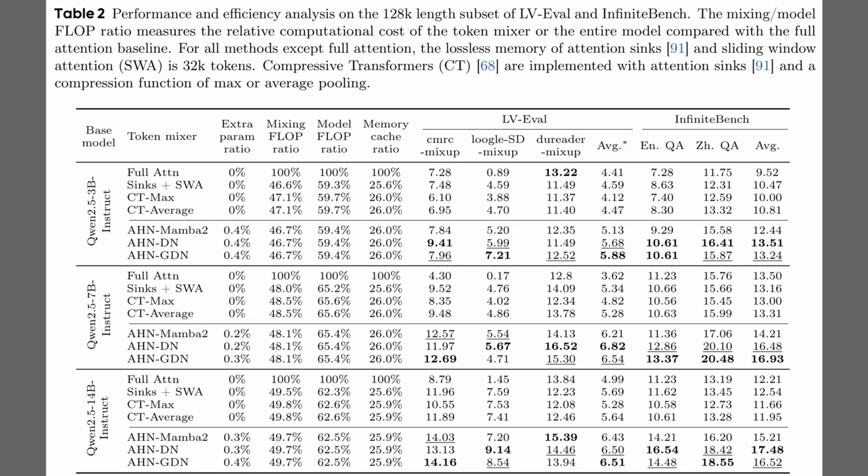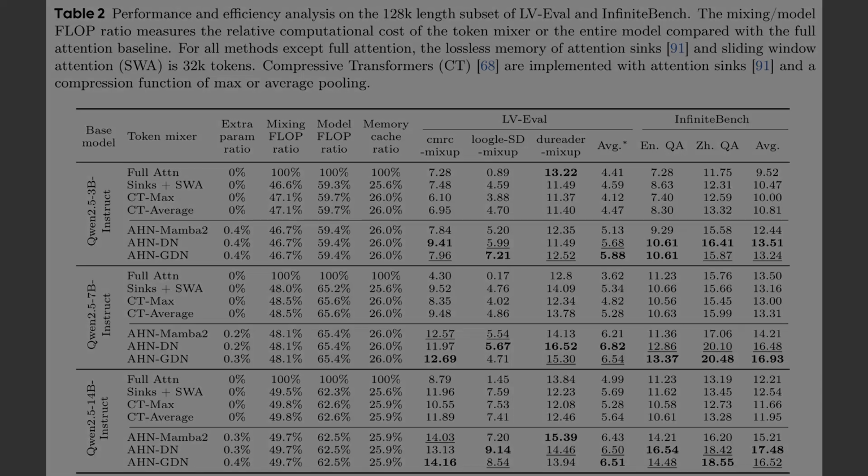Alright, the previous table explained the scaling rules. Table 2 presents head-to-head results and efficiency across LV-Eval and InfiniteBench, with consistent gains from artificial hippocampus network variants. Mixing compute drops to about 47 to 50% and total model compute to about 59 to 65%, while the memory cache falls to roughly 26%. On QN 2.5 3B, the LV-Eval average rises from 4.41 with full attention to 5.88 with artificial hippocampus network GDN, and InfiniteBench averages jump similarly at larger sizes.